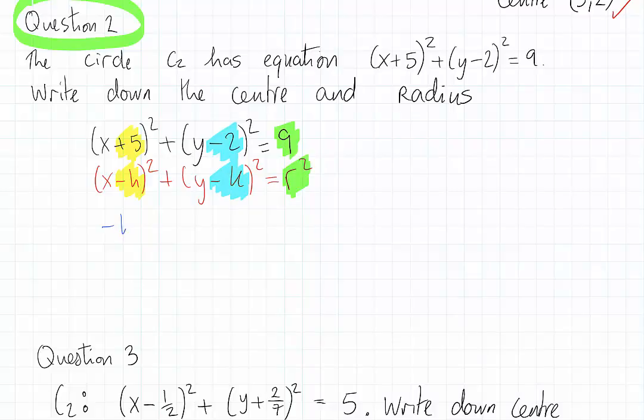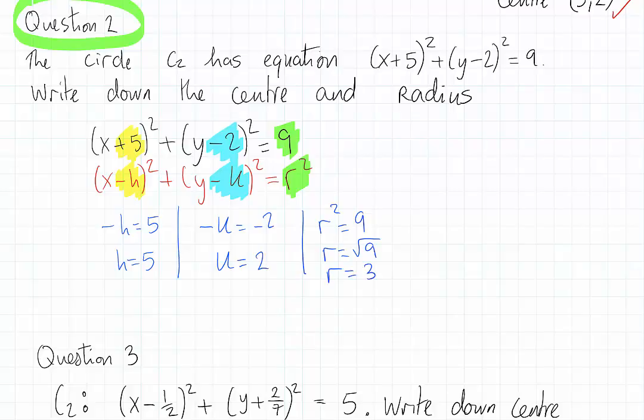So that brings us to minus h is equal to 5, so h is equal to minus 5, and minus k is equal to minus 2, so k is equal to 2, and finally r squared is equal to 9, so r is the square root of 9, so r is 3. Don't forget to write the centre as a point, so the centre is (h, k). So for our question, the centre will be (minus 5, 2). So finally we have the radius of 3 and the centre of (minus 5, 2).